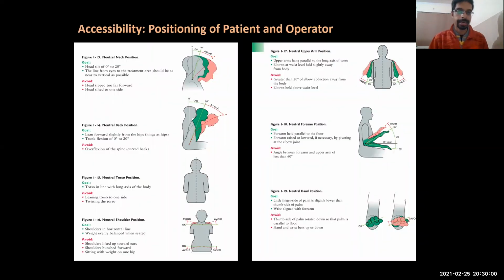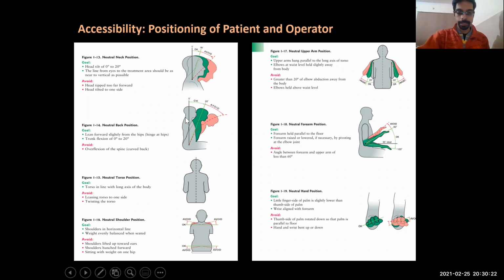Now, first, accessibility, that is positioning of the patient and the operator. The first comes the neck position. There is a neutral neck position. This gray portion is the neutral neck position. Now, green, we can tilt the head till the green position, but we cannot go in the red position. It will strain our neck.